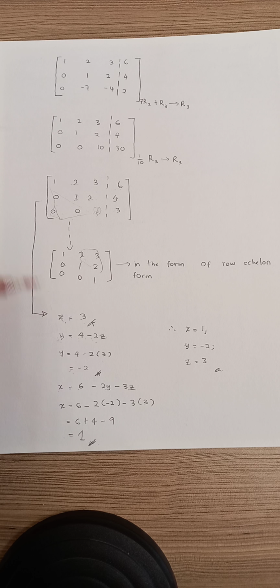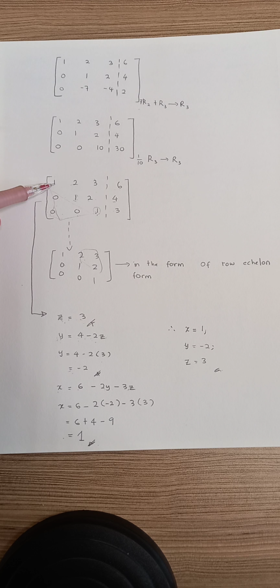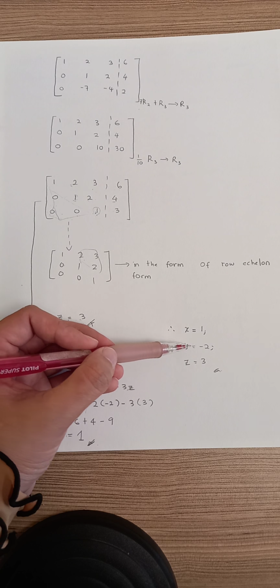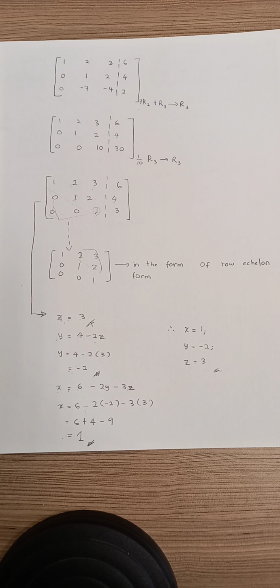Same goes for x. This is the column for x. So x equals 6 minus 2y minus 3z. Since we know the value of y and the value of z, we solve it and we get the value of x. So it will become like this one. Try to do it by yourself and you will understand. If you don't understand, you can ask me.